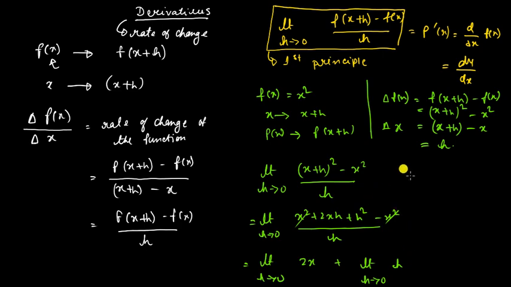Now if you want to take the limit, here there is no place where you can put the value of h tending to 0, but here there is. So this becomes what?